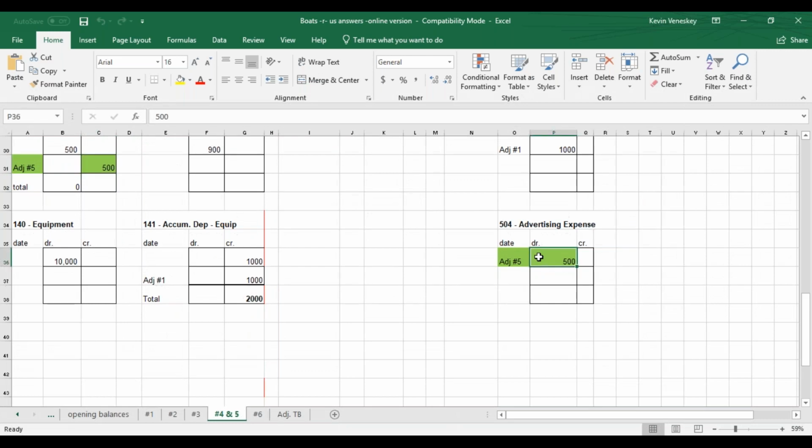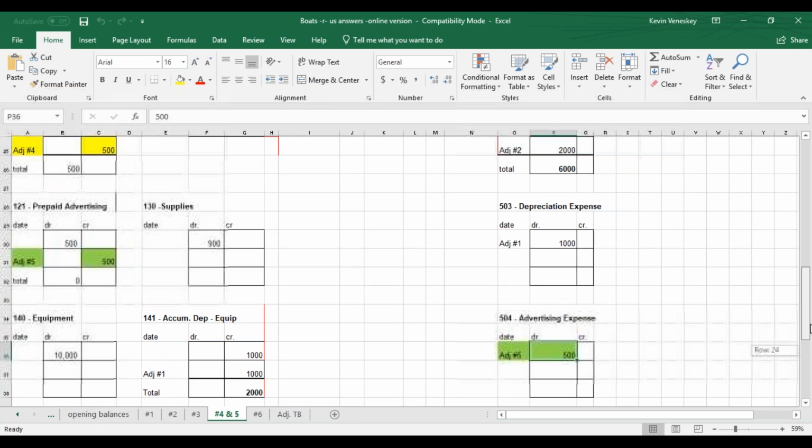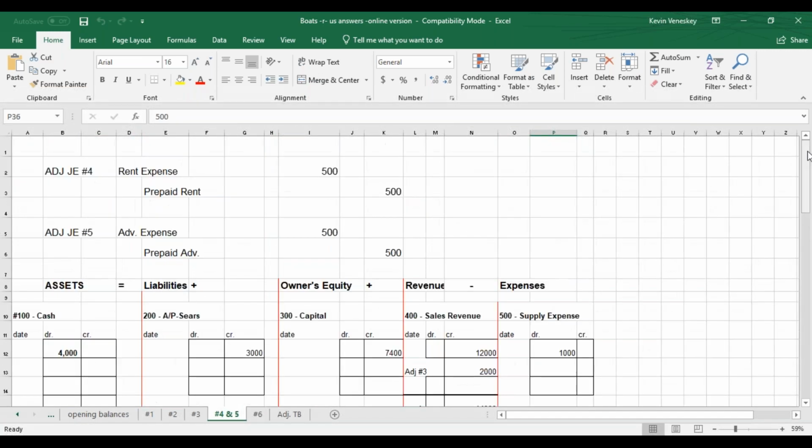of advertising. I didn't have a previous T account for advertising, so I need to make one. So I debited what I got the benefit of. I got the benefit of getting advertising and crediting where it came from, which is my prepaid advertising account. Here are my 2 journal entries to show that the rent was used, or rent got the benefit of it, and I got the benefit of the advertising. And they both came from their respective prepaid accounts.